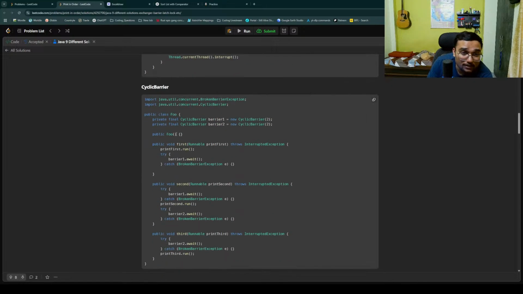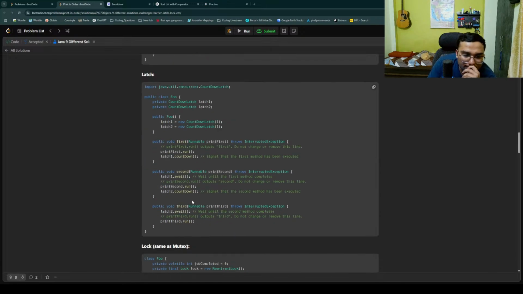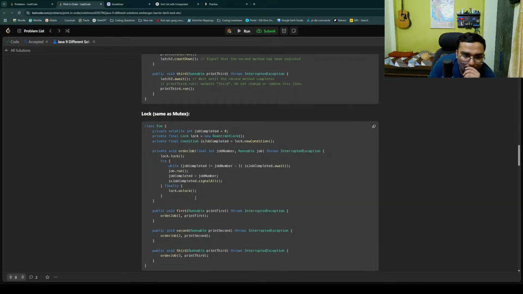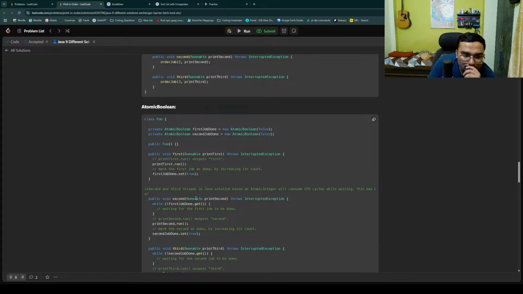I didn't get that. Cyclic barrier. What is it? I don't know. Cyclic barrier 1 and 2. The value is 2 in the constructor. Then we start the first thread, barrier1.await, BrokenBarrierException. So there is no explanation. Then lock, condition, atomic boolean.